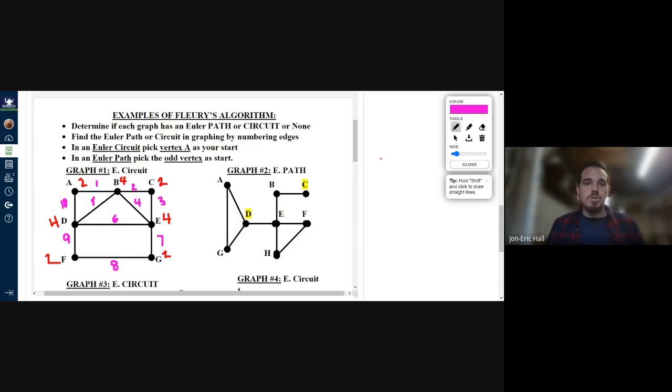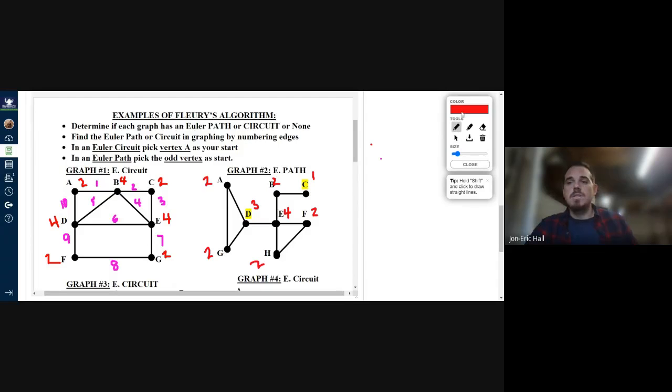For graph number 2, what we have here is a Euler path. Why is it a Euler path? Because if you go through each one, and I'll go back to the original colors, we'll see. A has a degree of 2. G has a degree of 2. D has a degree of 3. There's a reason it's highlighted. E has a degree of 4. F, 2. H, 2. B has a degree of 2. And then C actually has a degree of 1.